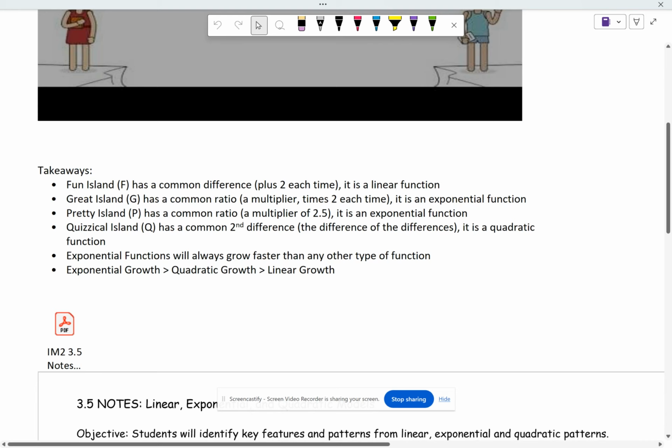Okay, and then these last two notes were kind of summed up in the end. It says exponential functions will always grow faster than any other type of function. All right, exponential growth is larger than quadratic growth, which is larger than linear growth.